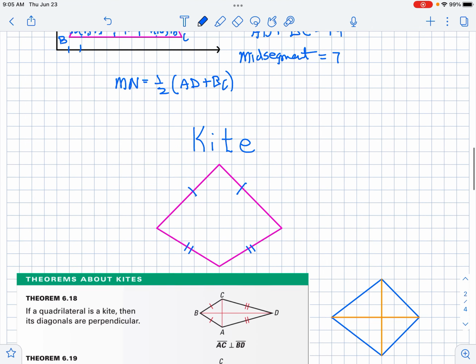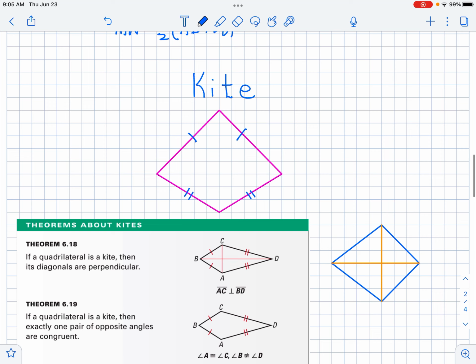Okay, so now let's move on to kites. When we talk about a kite, we're talking about a quadrilateral with 2 pairs of consecutive congruent sides. So here I've drawn one. It kind of looks like a kite, right? So notice we have consecutive sides. We have this side here and this side, congruent. This side and this side. So we have 2 pairs of consecutive congruent sides.